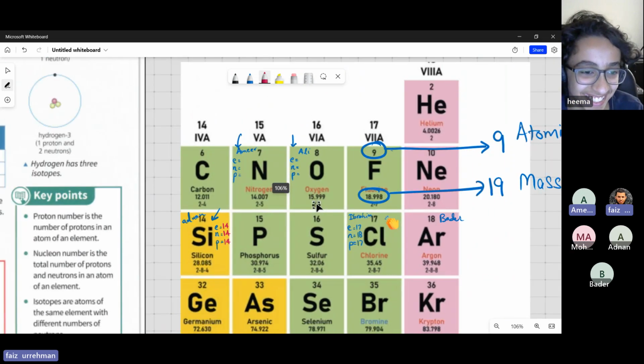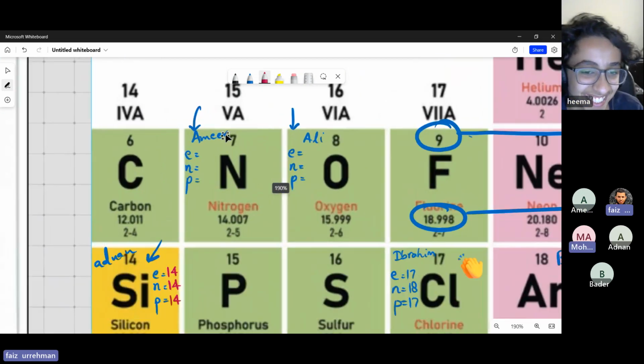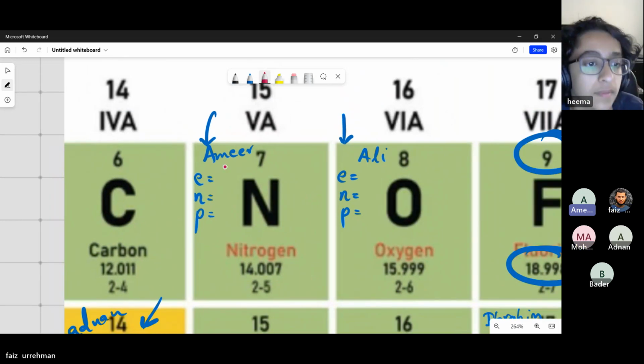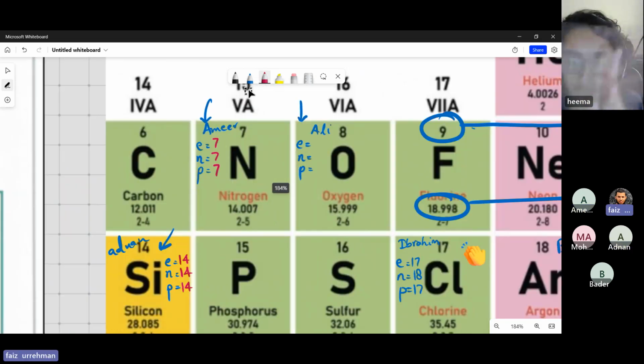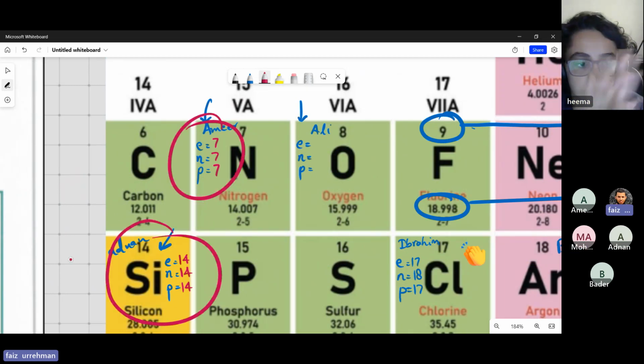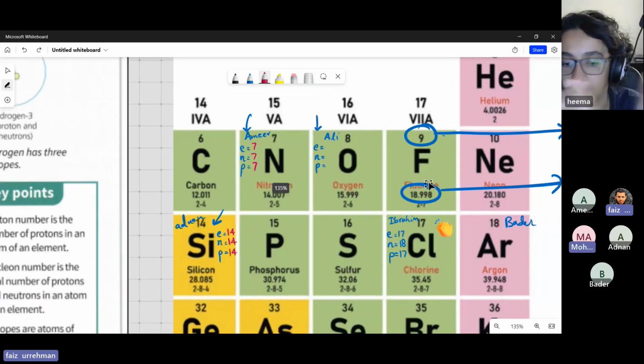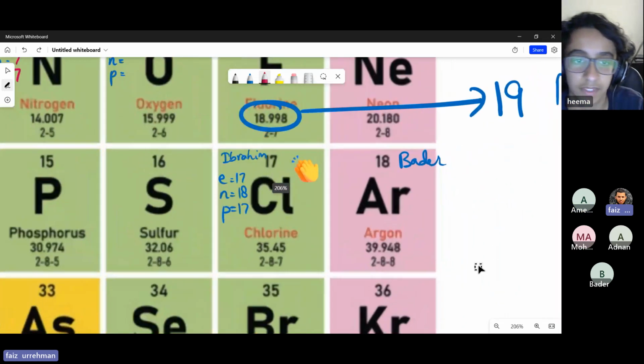Next, who's coming? Electron 7, neutron 7, proton 7. Seven, Cristiano Ronaldo, seven. Oh, so we got a double C. Cristiano here and Cristiano here. Okay, who is left? Ali and Badr. Badr, go for it.